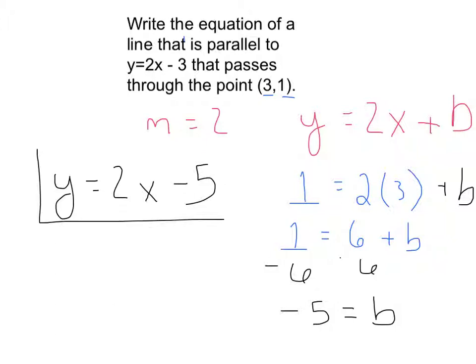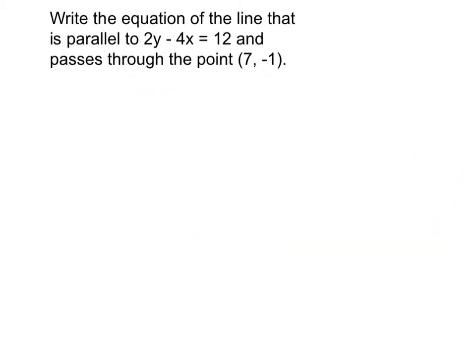And that is the equation of the line that is parallel to y equals 2x minus 3 and passes through the point 3, 1. Now how do I know, by the way, that it passes through the point 3, 1? Try plugging 3 and 1 in for x and y. If I plug 1 in for y and 3 in for x, I get 1 equals 6 minus 5, and 1 equals 1.